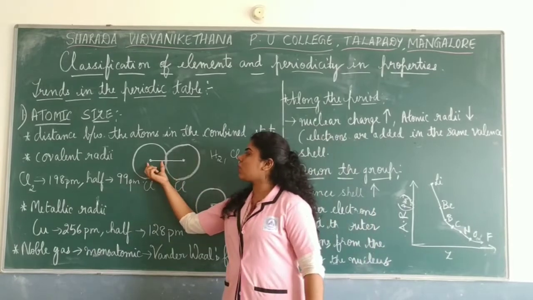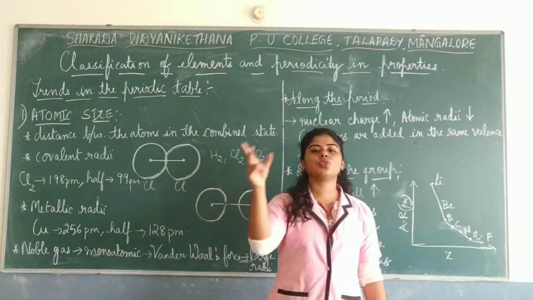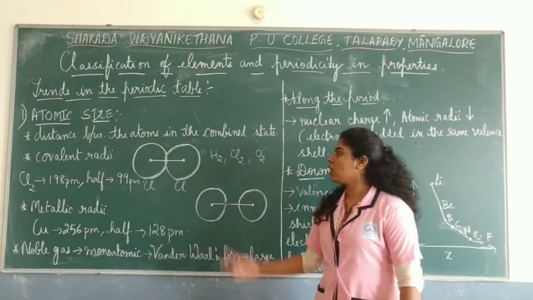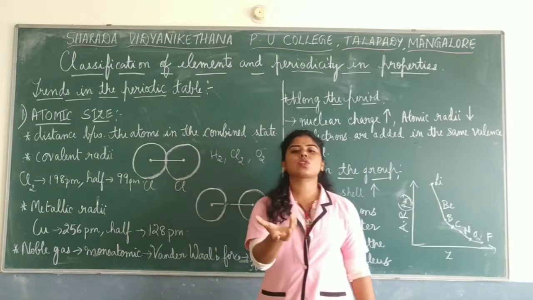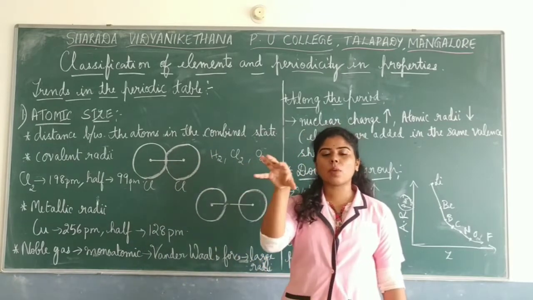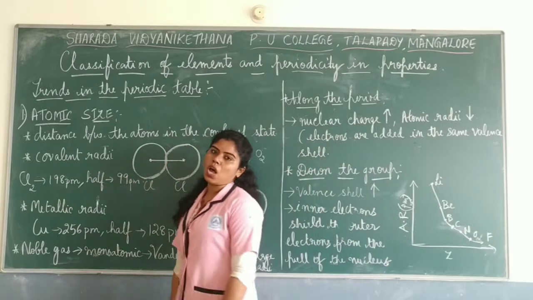You can find out the radius of a single atom by taking the distance between the two nuclei of the two different atoms. When it is formed with covalent bonds, it is called covalent radii. For diatomic molecules, when you take the distance and make half of it, that becomes the covalent radii.